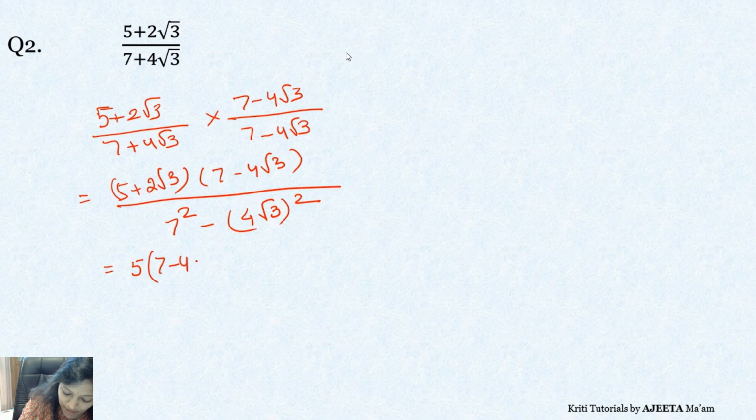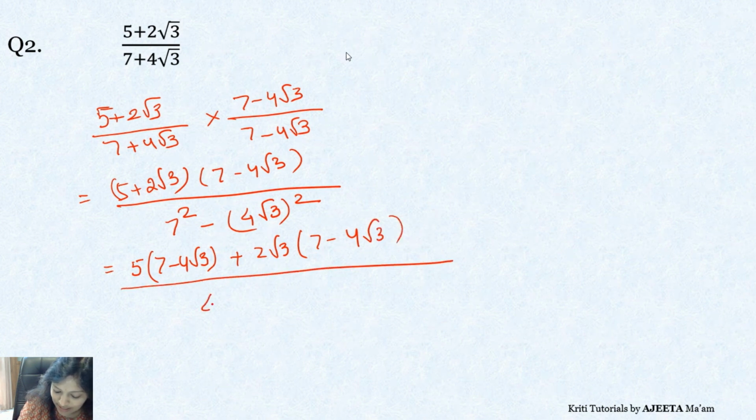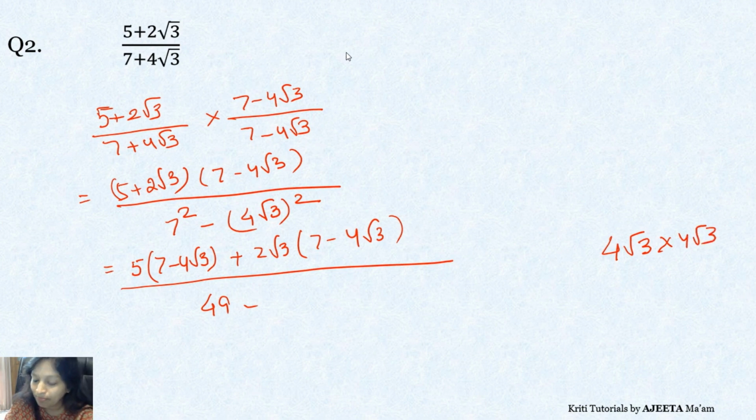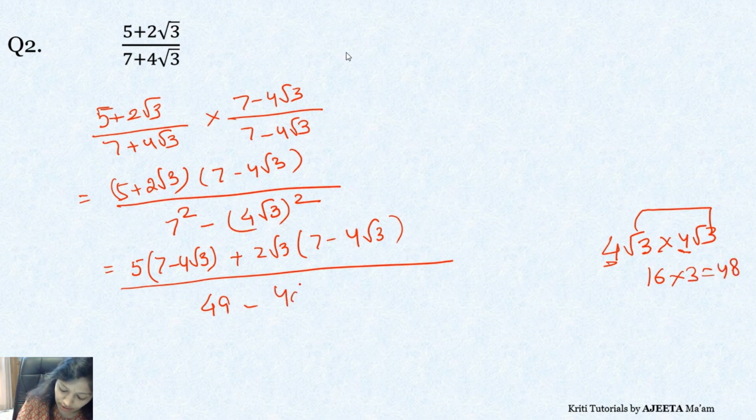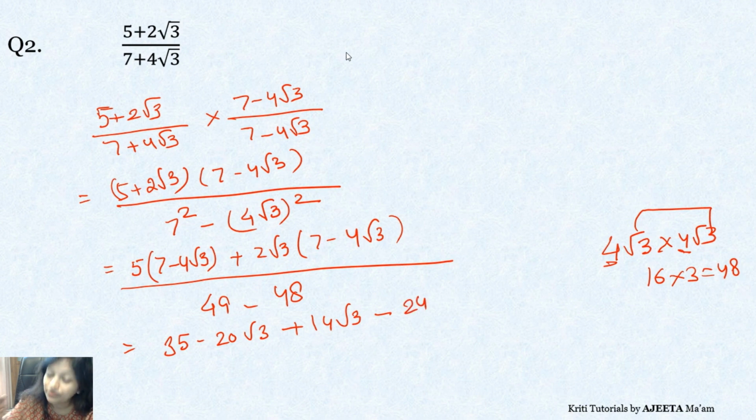So 5 has to be multiplied with both the terms. Students, remember in these questions, the most common error is with plus minus signs. Okay. Now who will tell me what's the square of 4 root 3? So 4 root 3 squared, 4 root 3 into 4 root 3. Let's do it. Okay. Now 4 into 4 is 16. Root 3 into root 3 is 3. So what is it? 48. Right? So 48. Now 5 sevens are 35 minus 20 root 3 plus 14 root 3 minus, now 4 twos are 8, 8 threes are 24.